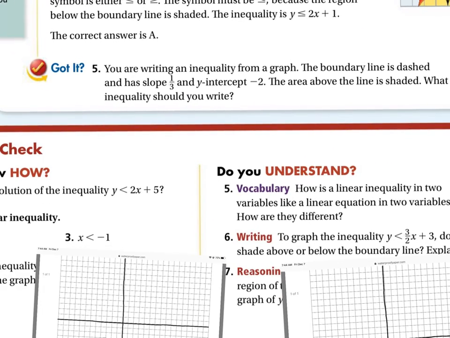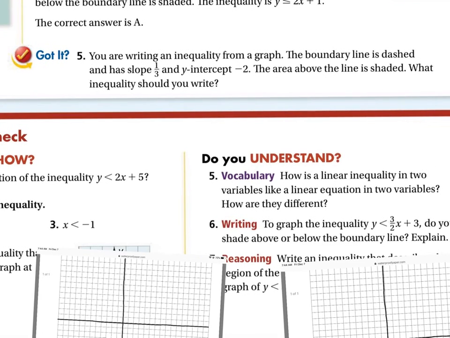So the next one, you're writing an inequality from a graph. The boundary line is dashed, has a slope of 1/3, y-intercept of -2. Area above the line is shaded. What inequality should you write?